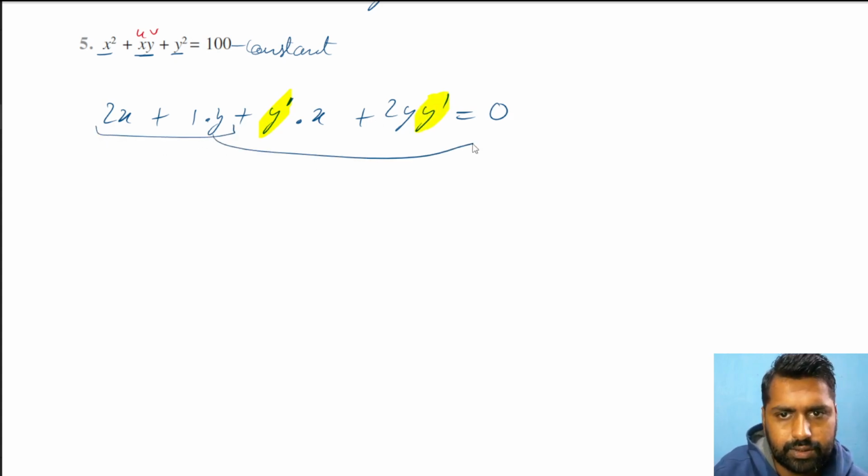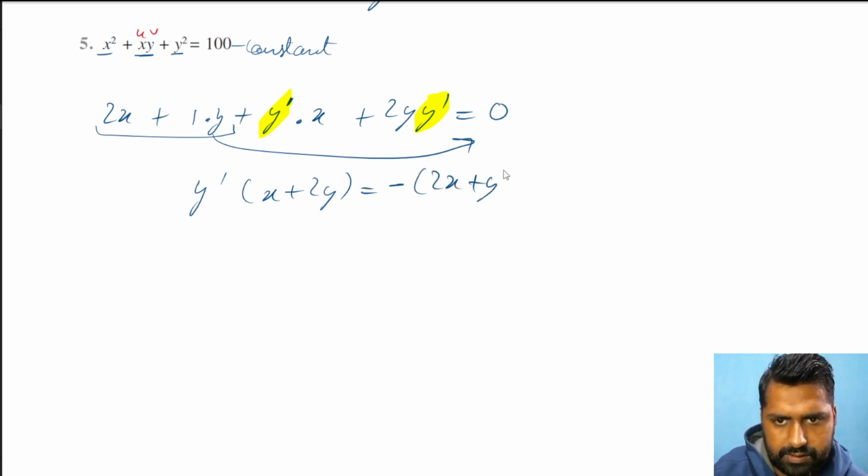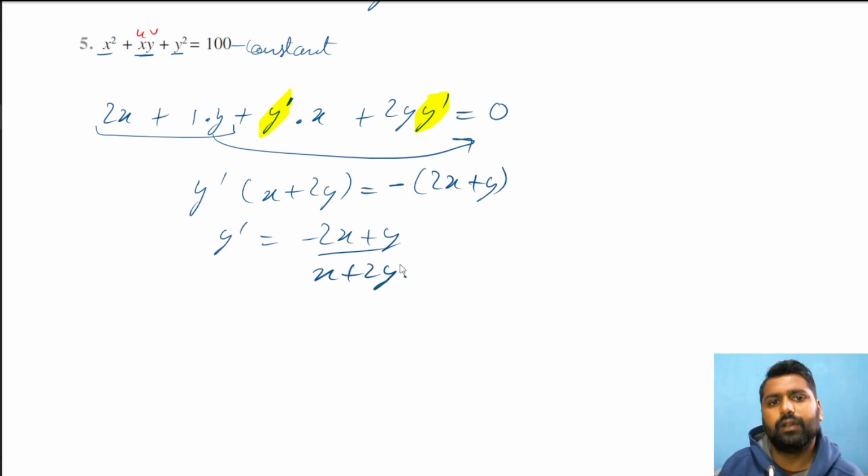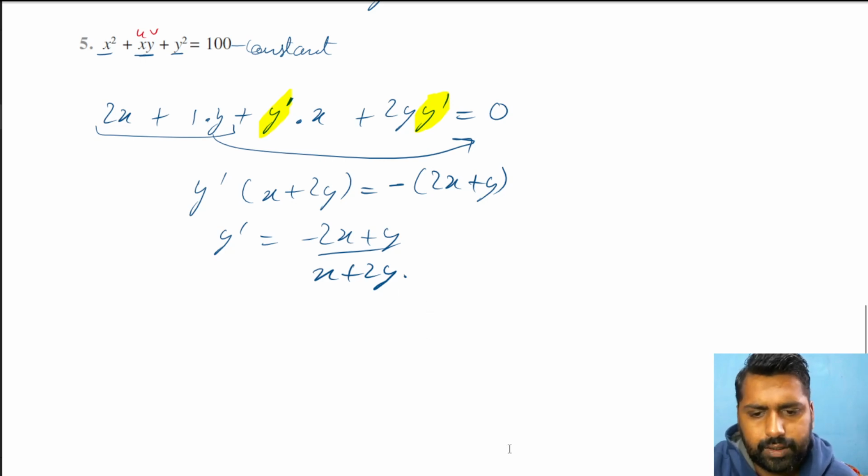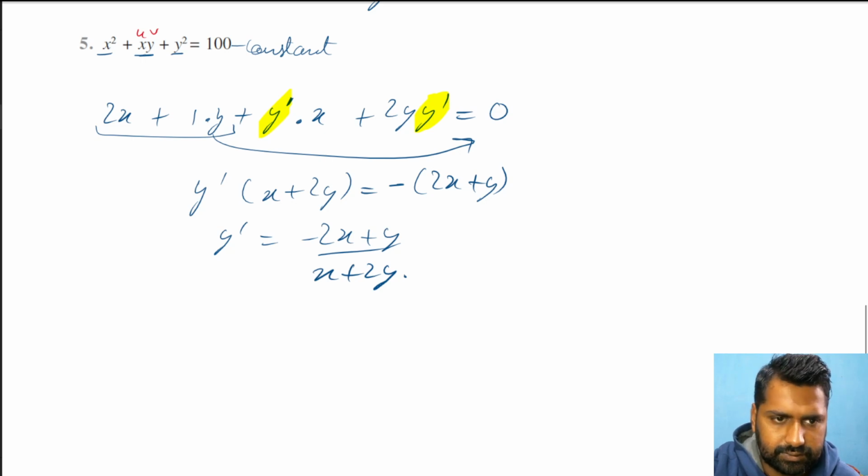Collect your y dash, rest everything has to go on the other side. These 2 terms will take it to the other side. So y dash times x plus 2y is equal to, take this on the other side, you will get minus 2x plus y. Okay. So y dash is equal to minus 2x plus y upon x plus 2y. Okay. So far nothing complicated. What we are doing is just differentiating, then taking y dash common, then getting y dash. The only thing that you have to remember is whenever y gets differentiated, treat it like x, it is just that additionally you multiply y dash with it.